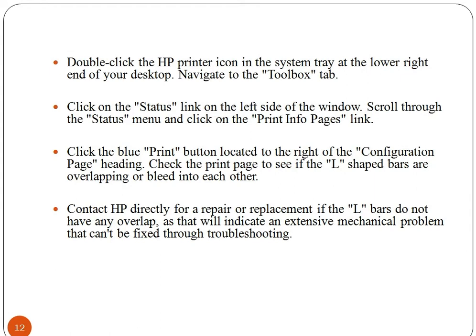For resolving this issue, double-click the HP printer icon in the system tray at the lower right end of your desktop. Navigate to the Toolbox tab and click on the Status link on the left side of the window. Now scroll through the Status menu and click on the Print Info Pages link. Click the Blueprint button located to the right of the Configuration Page heading. Check the printed page to see if the L-shaped bars are overlapping or bleed into each other.